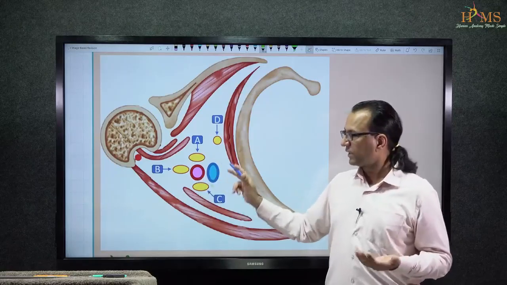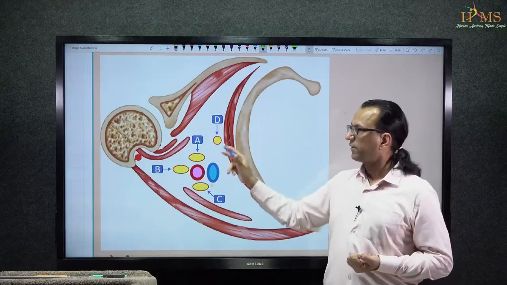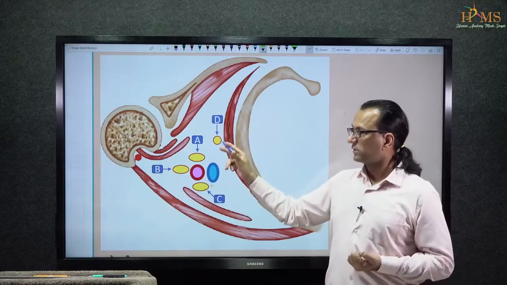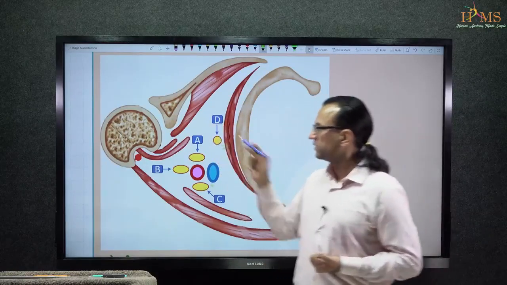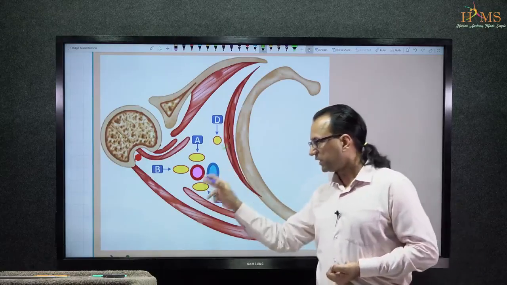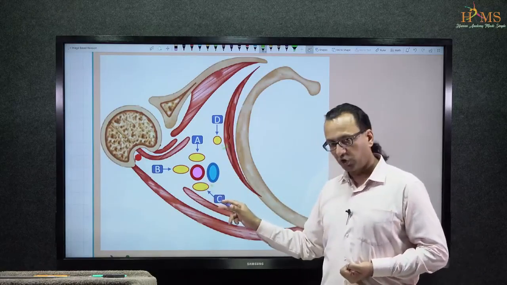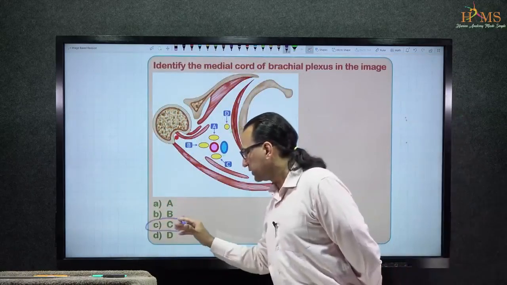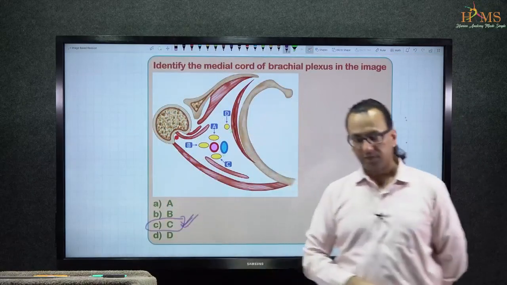There will be the axillary artery, this is the axillary vein. And what is this nerve here? This is the nerve to the serratus anterior muscle. The marker D is that. So where is the medial cord of the brachial plexus? It is not medial, it is anterior, and marker C should be our answer. So here we'll keep our answer as choice C.